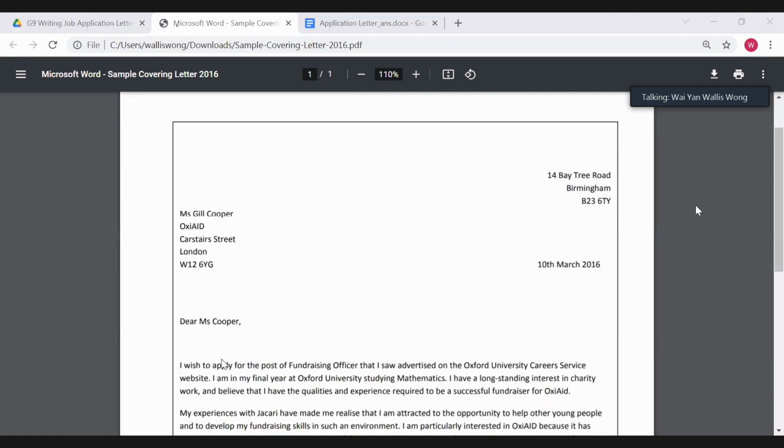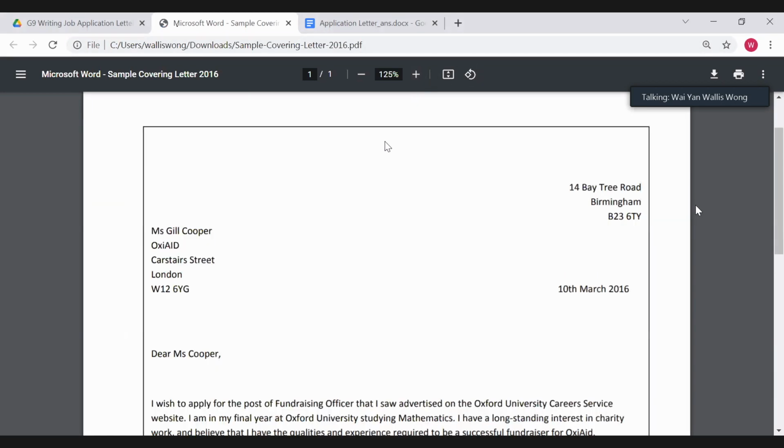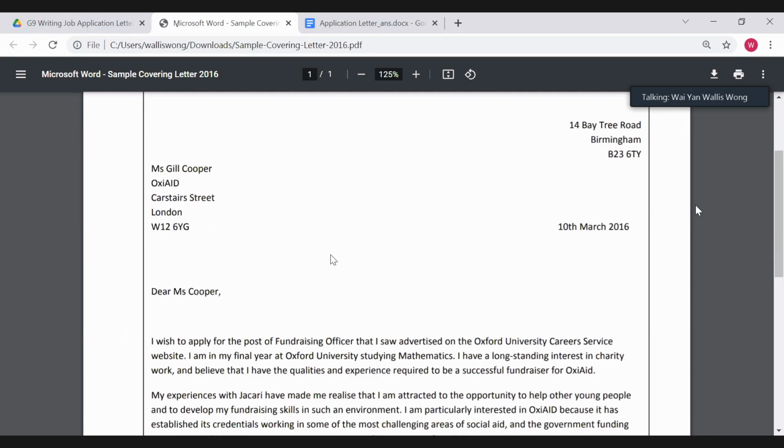So first paragraph, let's take a look at it together. I wish to apply for the post of fundraising officer that I saw advertised on the Oxford University Career Service website. Okay, so this one, I want everyone to look at the screen and at the same time look at the outline you did, okay, in the notes.